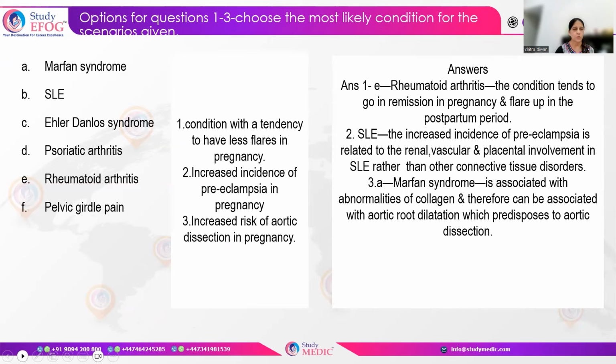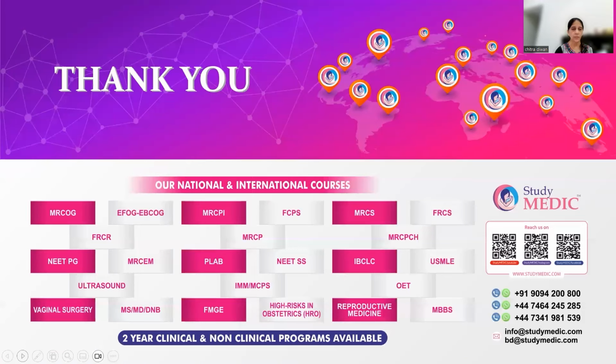Okay. So these are the most important points and the type of questions that you could be having asked for connective tissue disorders.